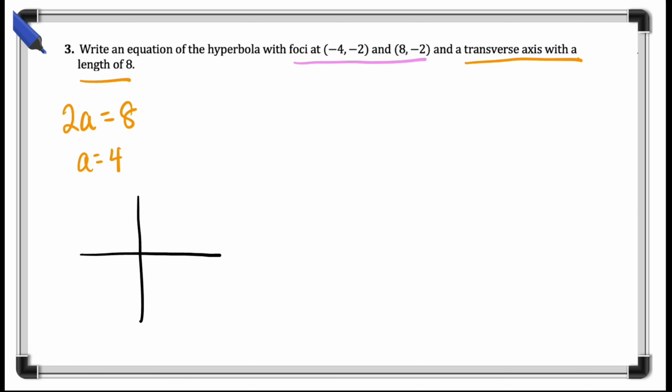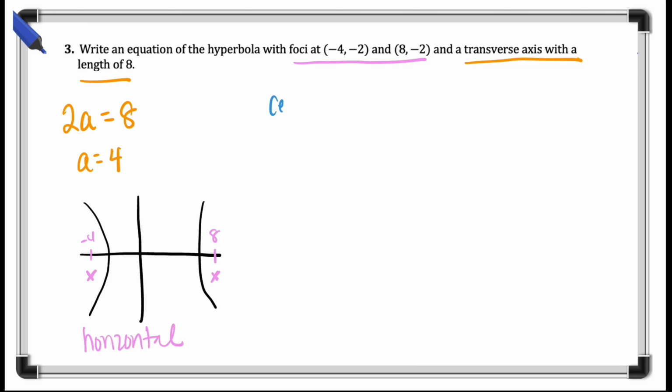So if I were to imagine here, I've got, let's say, (-4, -2). So let's say my foci is there. And then I've got (8, -2). So remember your foci along with your vertices are on that major axis, and that's going to tell us that this is going to be the horizontal direction. So I'm going to have some type of hyperbola that opens like this, right? Your foci are going to be inside that cup.